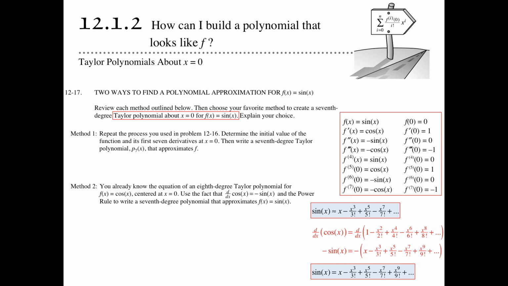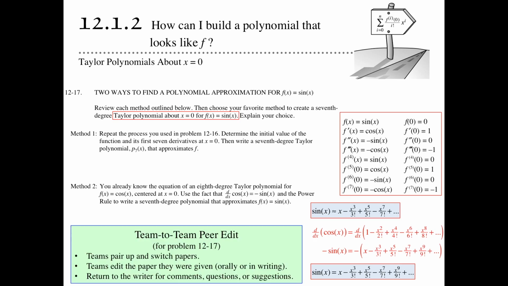So, since teams are not doing both methods, be sure to give teams that chose different strategies an opportunity to share their work with the other side. This could be accomplished with a team-to-team peer edit, where teams that use different strategies are paired up by the teacher, and then those team members swap papers and read through the work of the other team, and then return the papers with comments, questions, or suggestions.